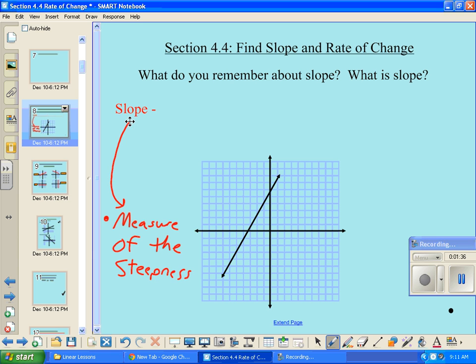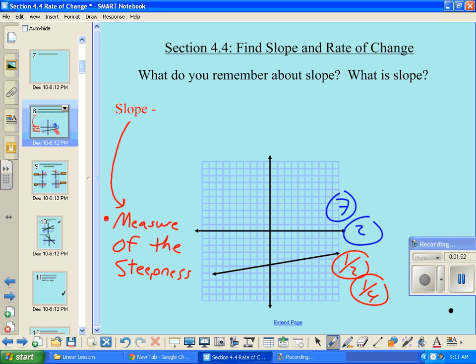If there's a line with this kind of steepness right here, this kind of angle, it might have a slope of 3 or 2. Actually, I probably shouldn't say 3 over 2, but something like 3 or something like 2 for a slope. If I have a line that's a little flatter, it might have a slope of like 1/2, some kind of fraction less than 1, or 1/4. And if I have a line that goes down and to the right, it'll have some kind of negative slope, maybe like -1 or -1/3. So just know there are different measures for the steepness of a line, and we're going to investigate that, or start to today.